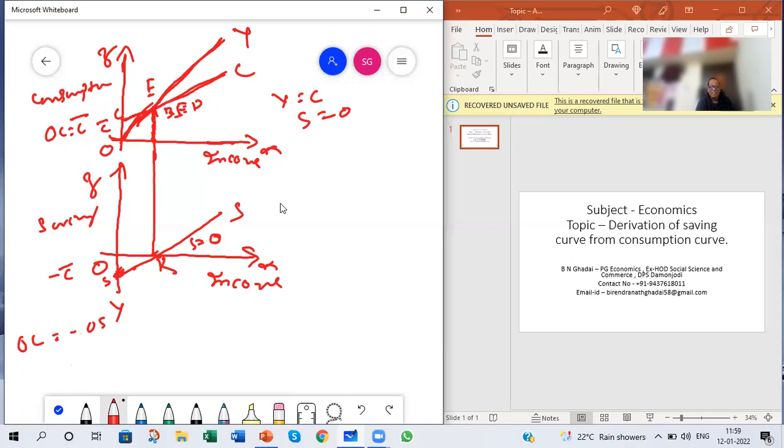Thank you. I hope you understood the concept very well. Next, we'll come to the equilibrium, determination of the equilibrium level of income. Thank you very much.